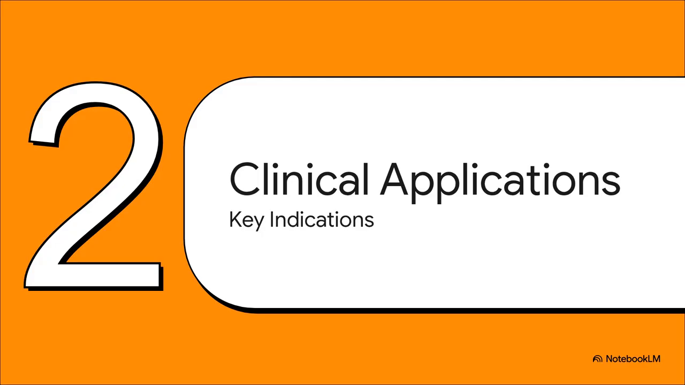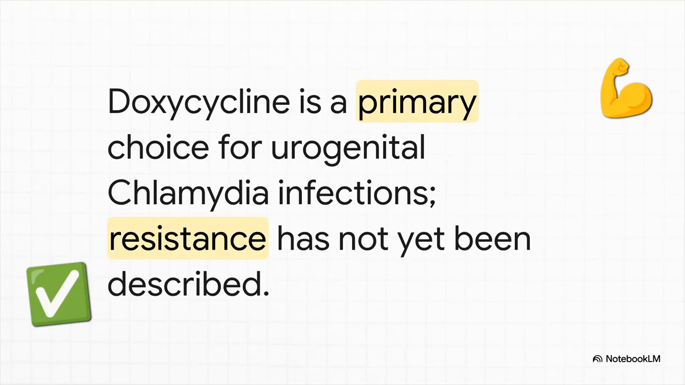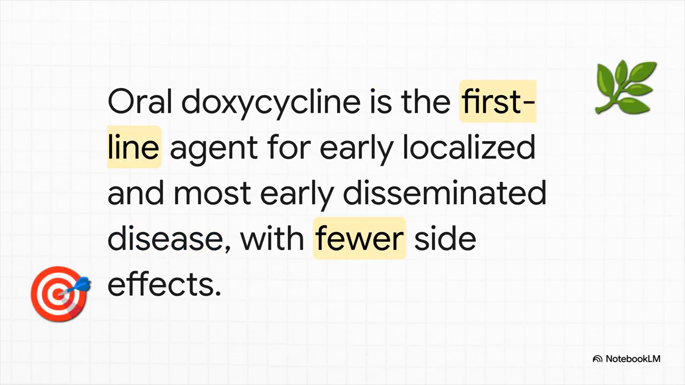Now let's get into the good stuff. We're going to examine the key indications where doxycycline is our go-to first-line therapy. Let's take a classic case, urogenital and rectal Chlamydia trachomatis infections. Doxycycline is a primary therapy here. And the really critical part? Significant clinical resistance hasn't really been described. Think about that. It makes it an exceptionally reliable agent for one of the most common bacterial STIs in the world.